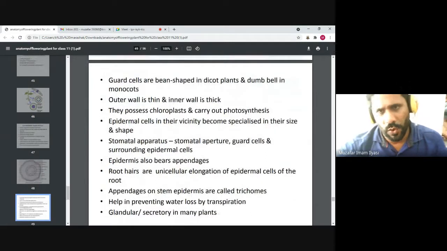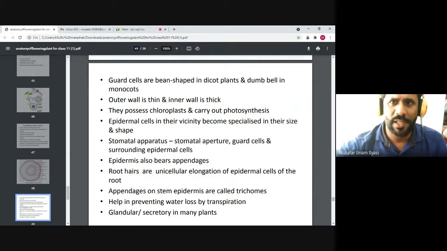Now we should know that guard cells are bean shaped in dicot plants and dumbbell shaped in monocots. The outer wall is thin and the inner wall is thick. They possess chloroplasts and carry out photosynthesis. Epidermal cells in their vicinity become specialized in their size and shape. The stomatal apparatus includes the stomatal aperture, guard cells, and surrounding epidermal cells.